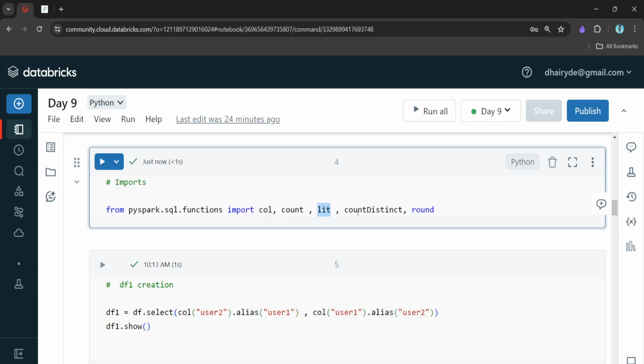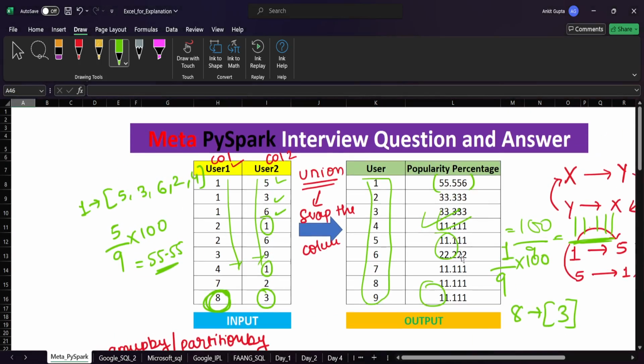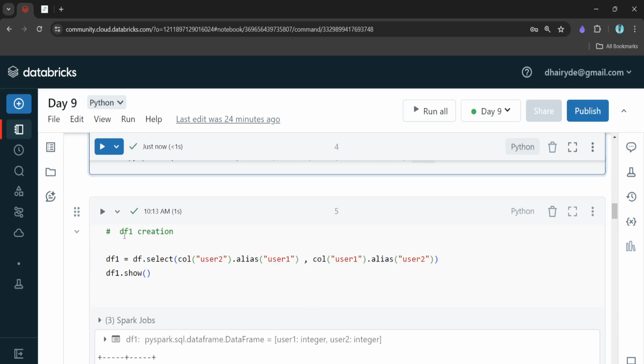So we use lit, and then we have count distinct, this we know, and we are using round. So basically if you see here, we have rounded the value till 3 decimal places, so that we can do 3 decimal, 2 decimal places, right? So that's why we need round. Okay, so now df1 creation.